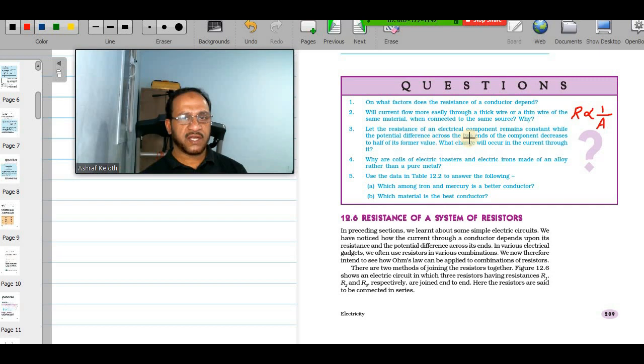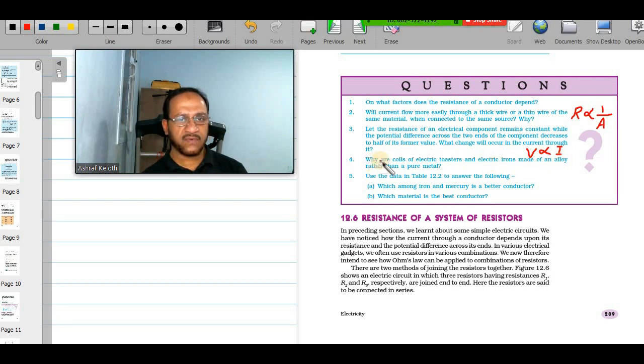The third question is here. Let the resistance of an electric component remain constant while the potential difference across the two ends of the component decreases to half of the former value. What change will occur in the current through it? Answer: it also will decrease to half. Why? Because they are directly proportional. According to Ohm's law, V is directly proportional to I. The potential difference between two ends of a conductor is directly proportional to the current flowing through it. So if potential difference is halved, current also will halve.